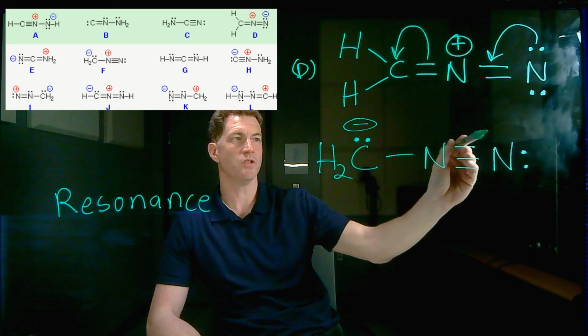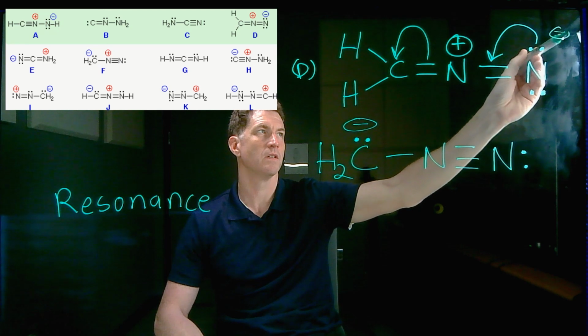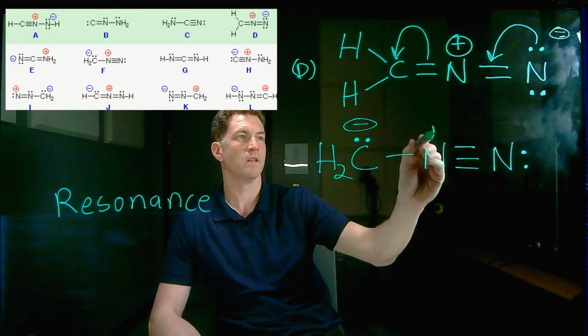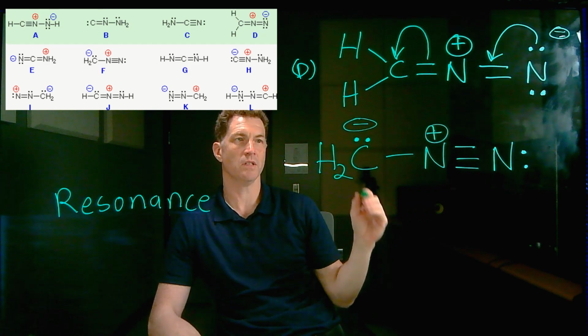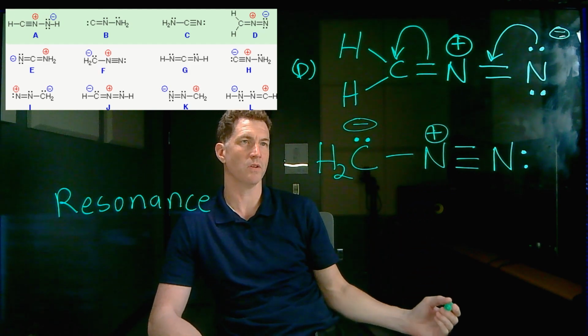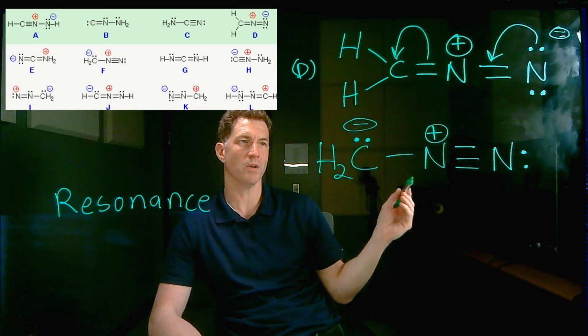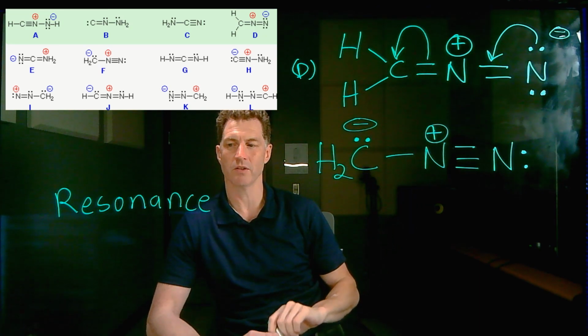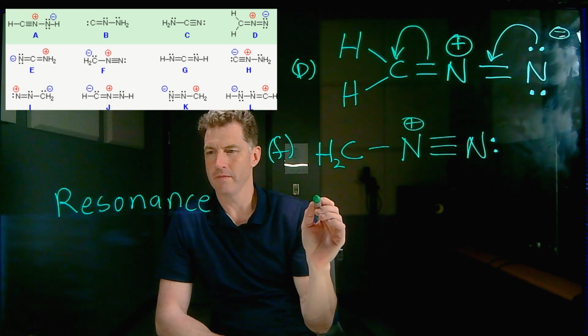And at the end of the chain here, where we did have a negative charge, this is now neutral, and that middle nitrogen still maintains that positive charge. And you see the overall charge is still 0. All we did was push electrons down the chain. So this takes care of our situation with F. That is definitely a resonance structure of D.